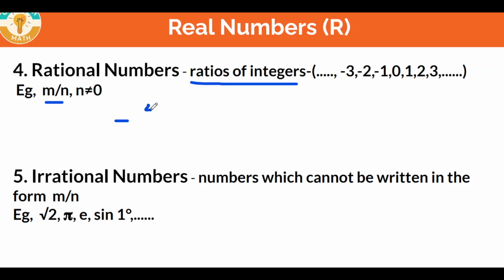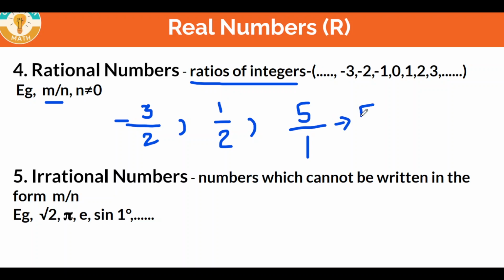Minus 3 by 2, this is a rational number. And 1 by 2, we all know that this is also a rational number. And like 5, for example. Actually 5 has 1 in the denominator, but we just write it as 5. So that kind of positive integers are also rational numbers.